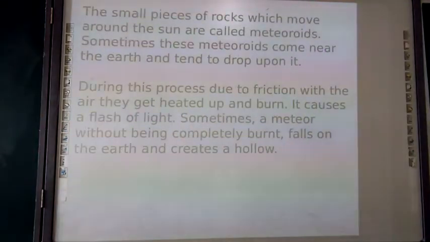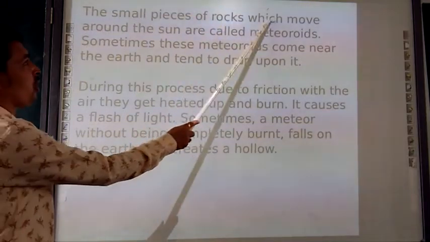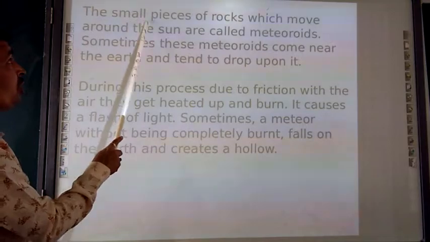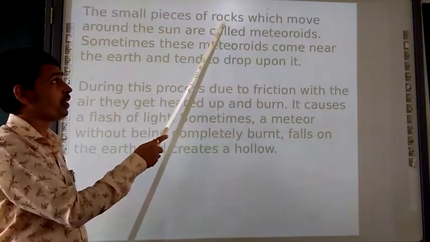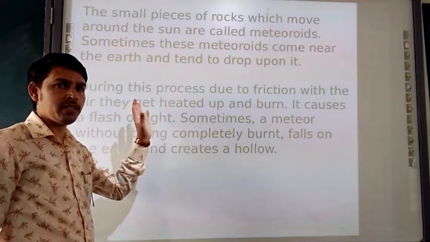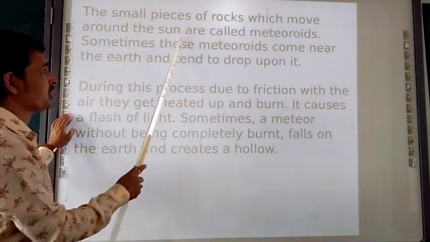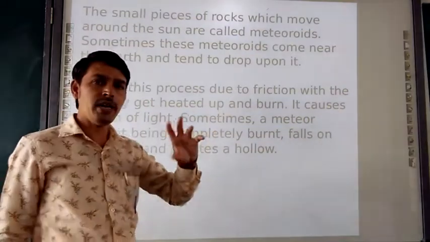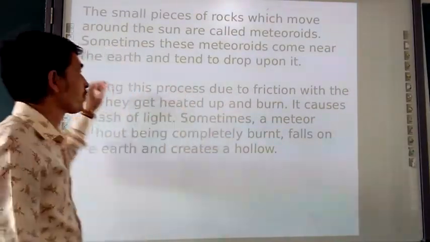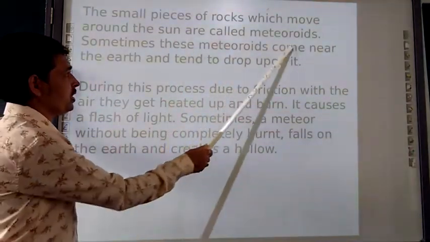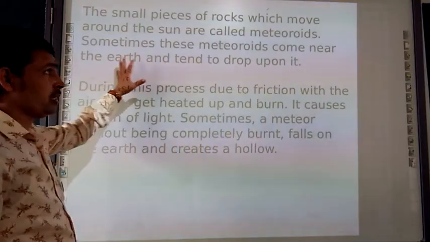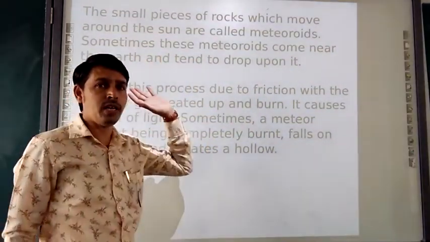Next, the small pieces of rock which move around the sun are called meteoroids. These are the small pieces of rocks that I have shown you in the images, which move around the sun. So meteoroids are pieces of rocks. Sometimes these meteoroids come near the Earth and tend to drop upon it.